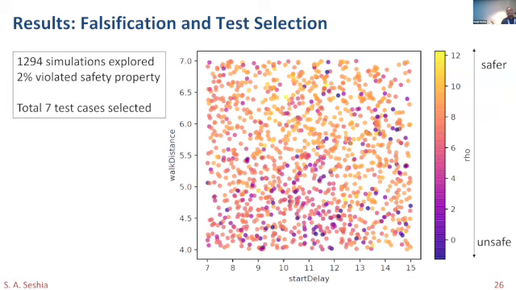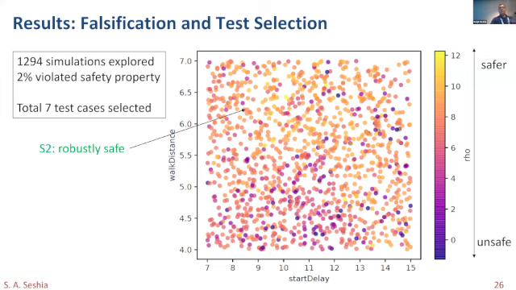Once again, just as in the case of the Boeing case study, our falsifier generated lots of simulations. 2% of those violate the safety property, which is that the car got too close to the pedestrian dummy, didn't necessarily hit it, but it was close enough that it was unsafe. And this is a visualization of all of those simulations where a warm color means that it's safer and a cold color like purple or blue means it's unsafe.